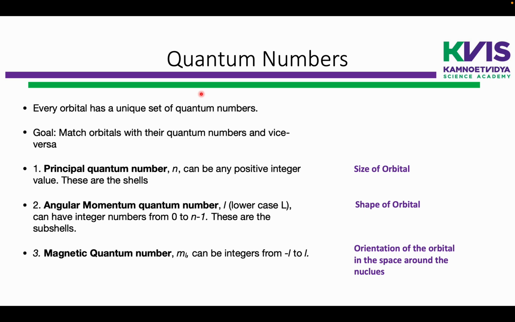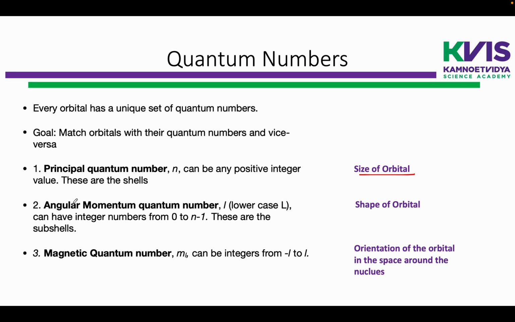So let's see over here. The first quantum number is called the principal quantum number n. This tells you the size of the orbital. n can be 1, 2, 3, 4, 5, any integer value. That'll indicate the size of the orbital.